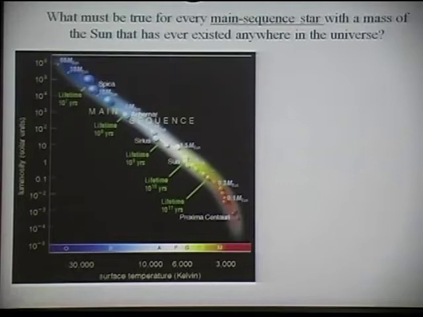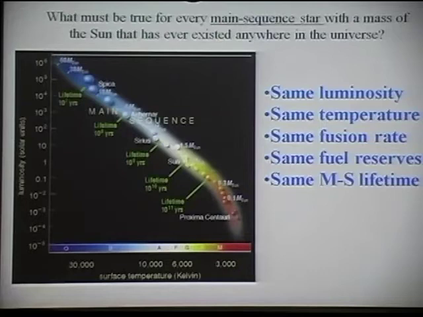What else must be true about every star like the sun, every star with the same mass as the sun that has ever existed? The energy that it gives off is what? The brightness is the same. The brightness of every one of those stars must be the same. What else? The temperature must be the same. Why? Why must the temperature and brightness of every star that has the same mass of the sun that has ever existed or ever will exist anywhere in the history of the universe at any time, why must they all have the same temperature? Same mass. Mass matters, right? So, same luminosity, same temperature.